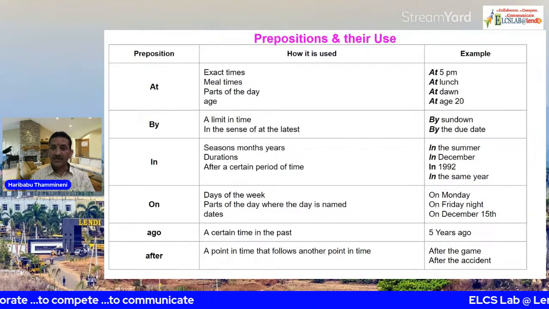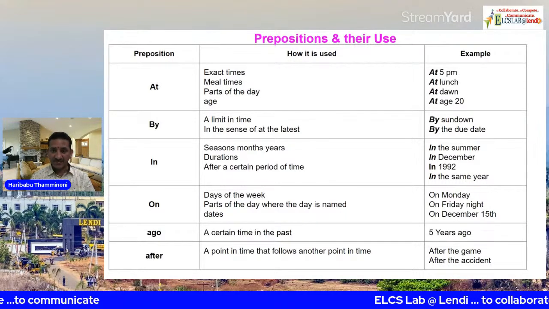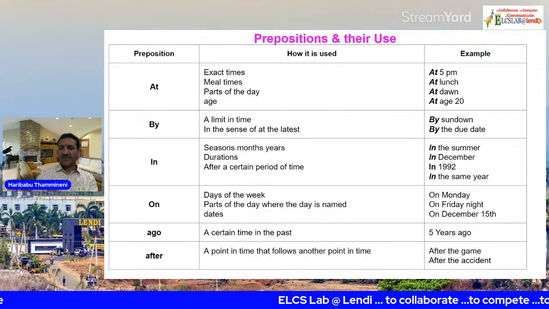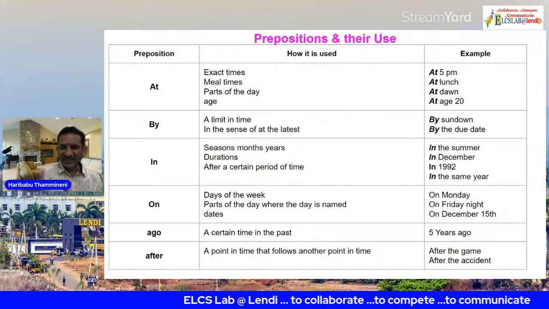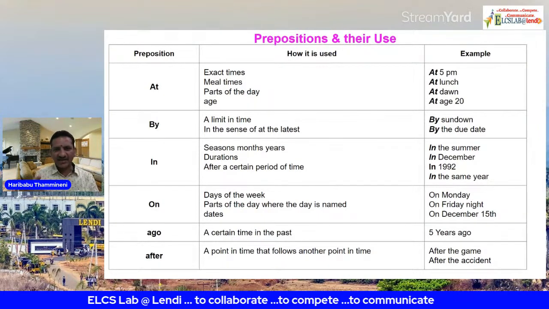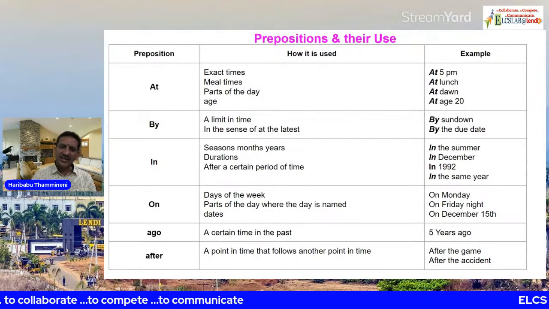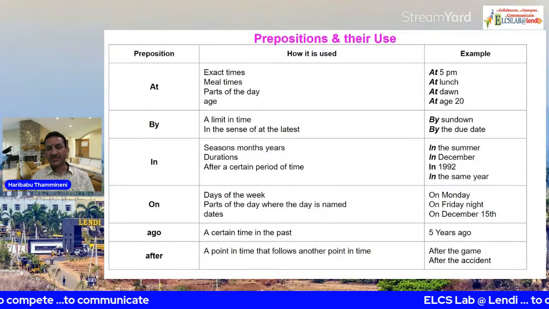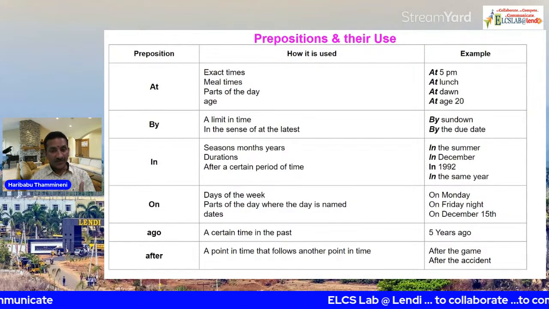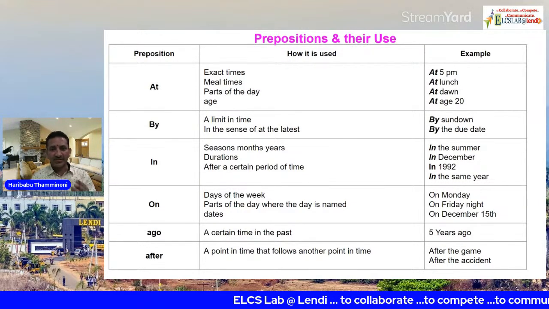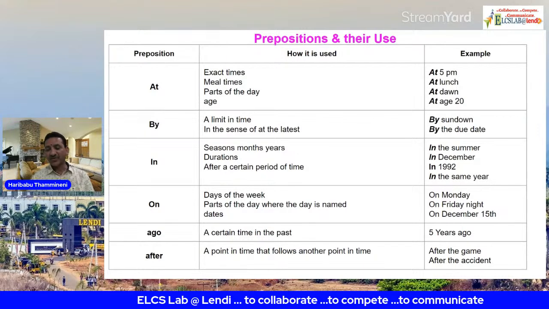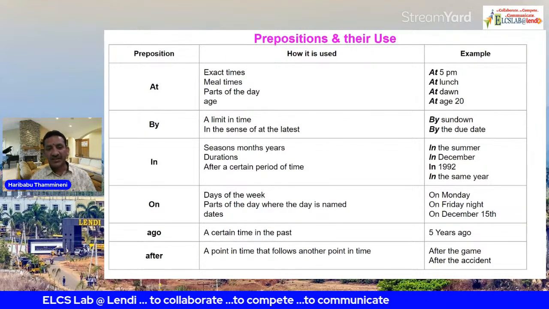Similarly, by talks about a limit in time. Okay, sometime by sundown or by sunset, in the sense of that latest. Okay, by the due date. So similarly, in also can be used to indicate the timing. The fun is, all of these are going to talk about time only, but they are different in their usage.